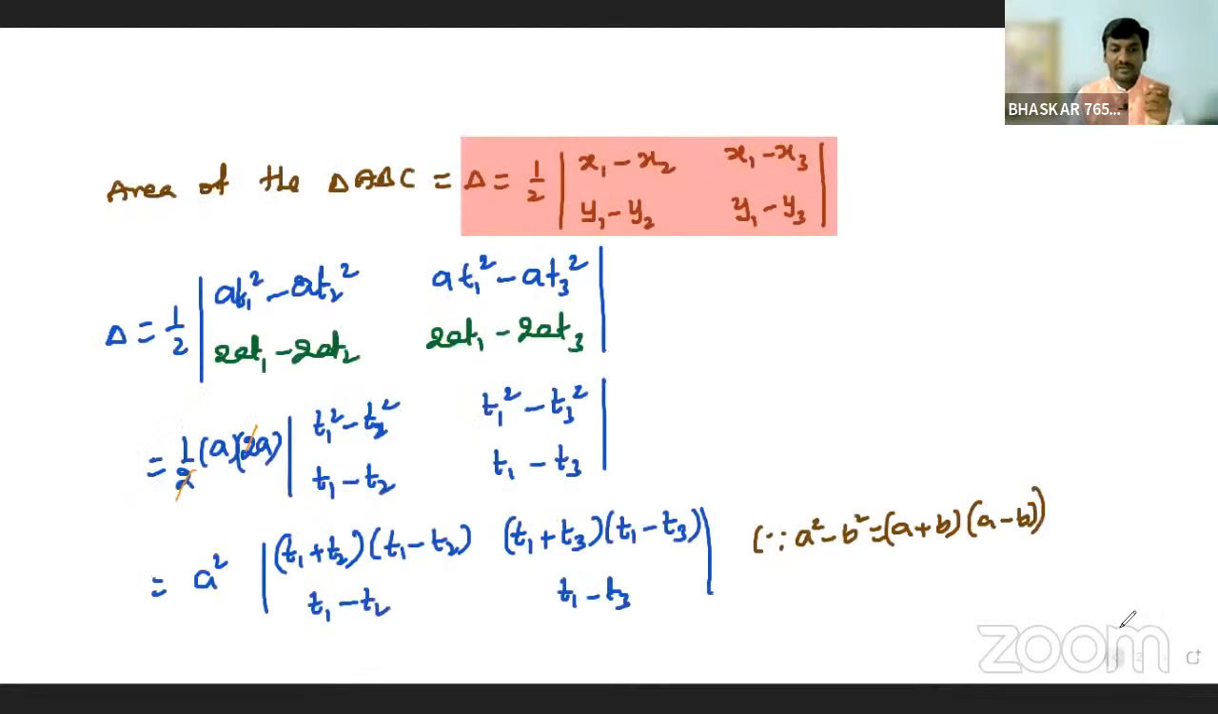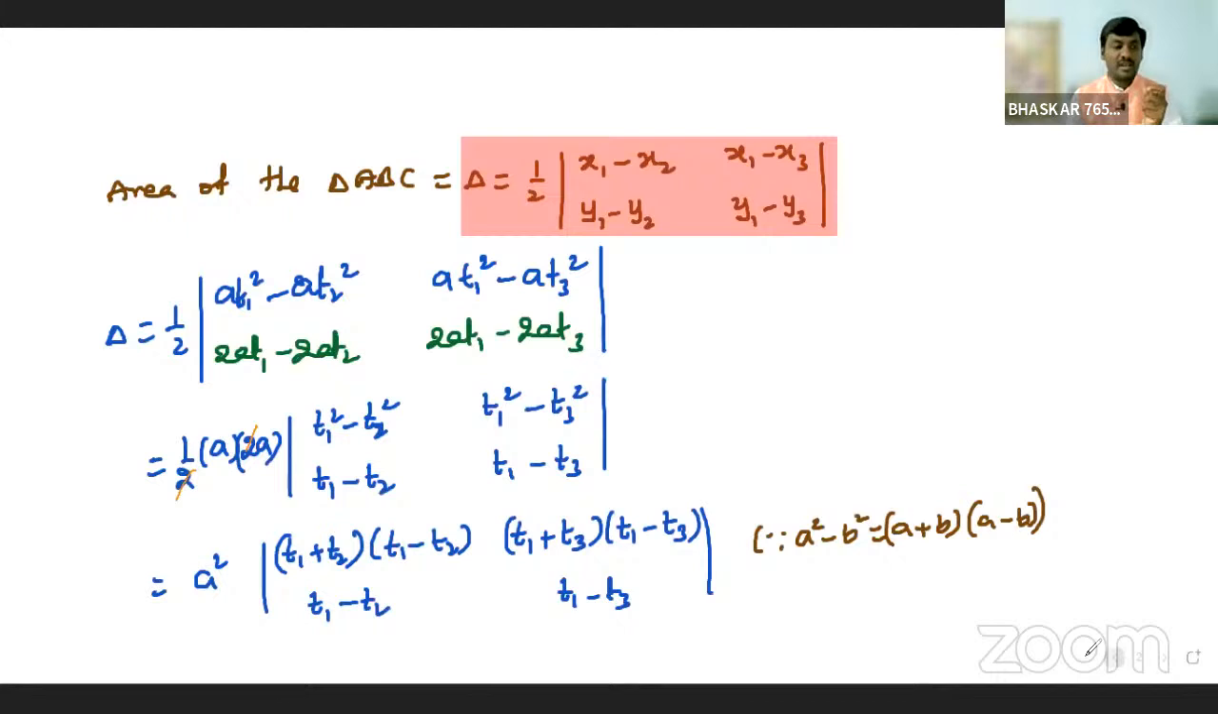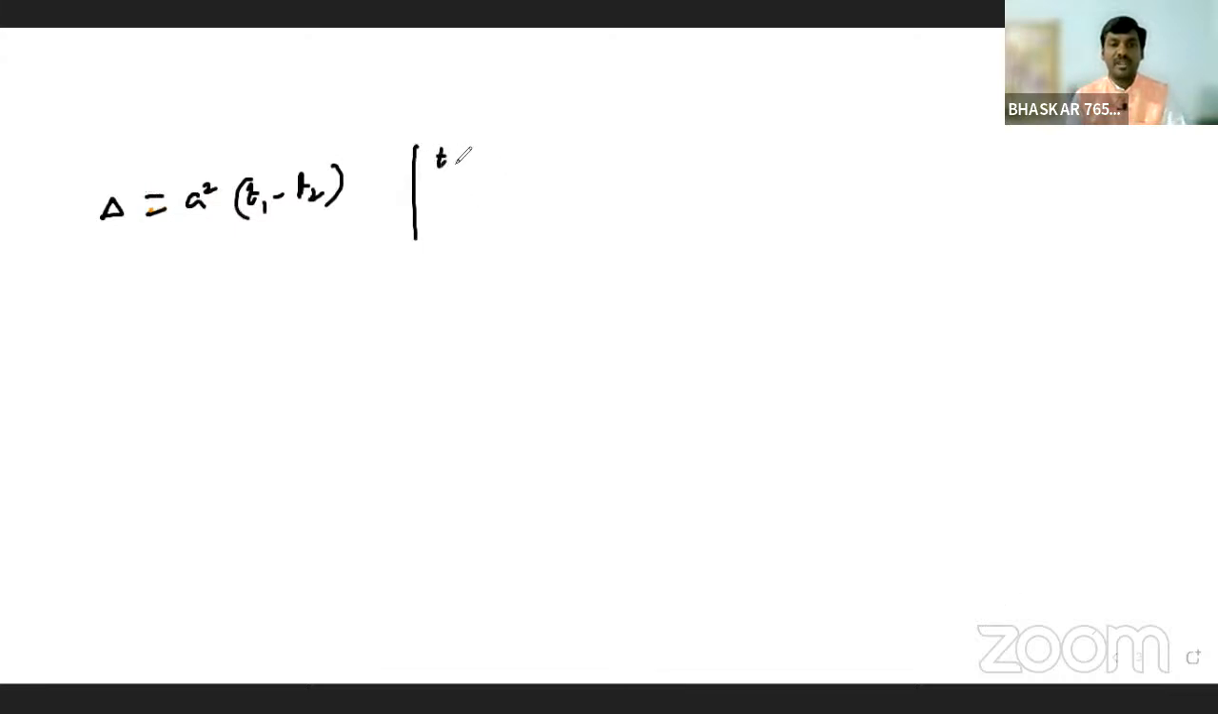What is common in the first column? t1 minus t2 is common from the first column. If we take it common, what is remaining here? The remaining are t1 plus t2, t1 plus t2, and 1. So I am writing here t1 plus t2 and 1.